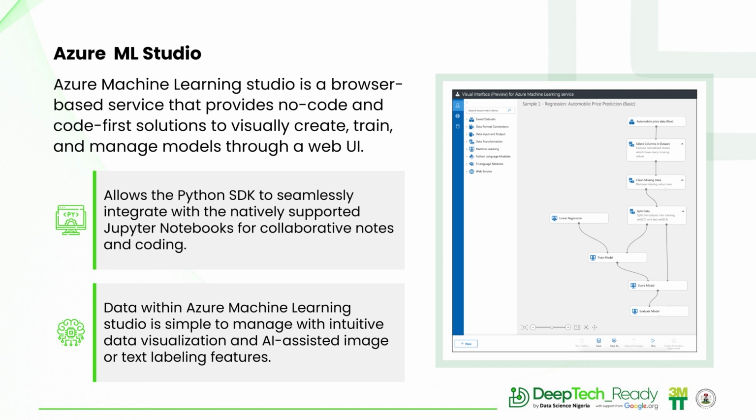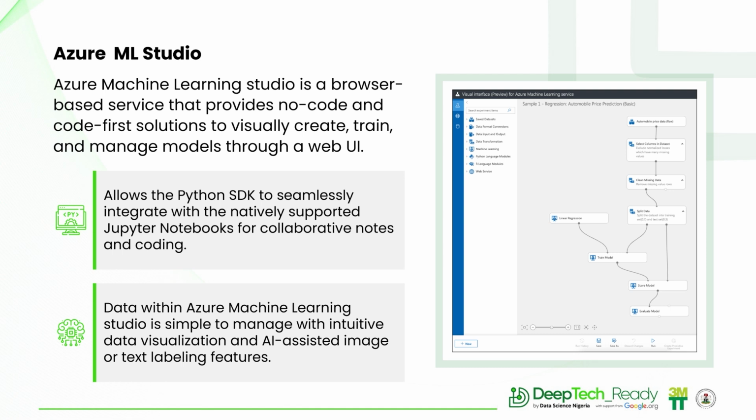And it also allows for code-first solutions. If you prefer to code, Azure ML supports Jupyter Notebook. It supports command line interfaces, your CLIs. It can also be connected and integrated with your Visual Studio Code. So when you work with deep learning projects, you might have to use code-first solutions. So if you're not the low code kind of person, you still want to do some advanced coding, it also allows you to do code-first solutions, to visually create, train, and manage models through a web UI. So that's what the ML Studio is.